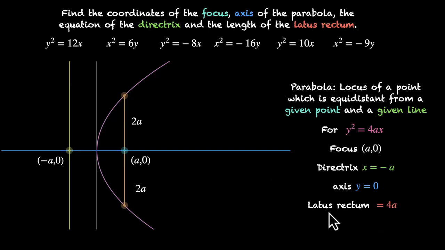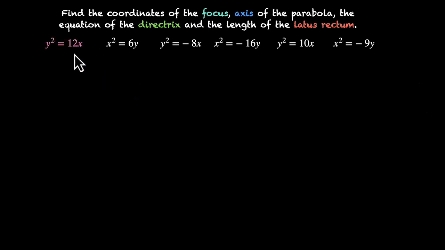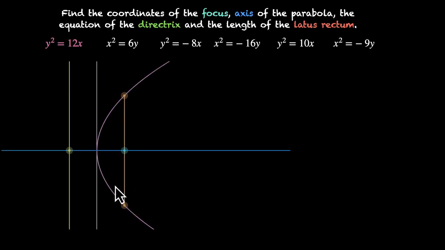Now with the recap done, let's get back to the problem. Let's try finding these things for our parabolas. Let's start with y square equals 12x. So if you plot this, this is what we get. This parabola opens to the right. What's the focus? Well, if we write this as y square equals 4ax, a becomes 3. 12 is 4 times 3, so a becomes 3.